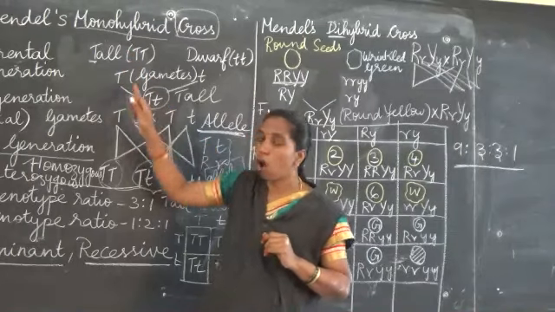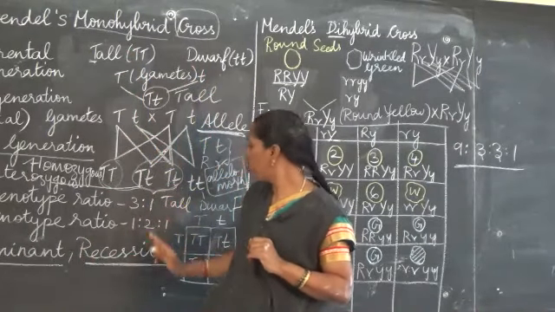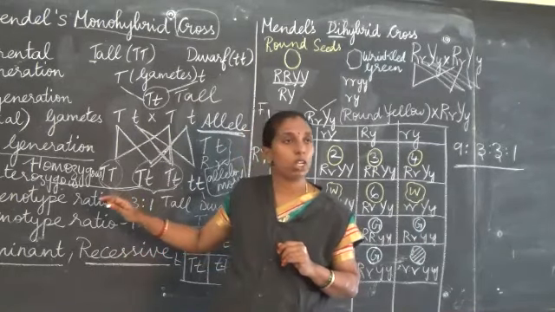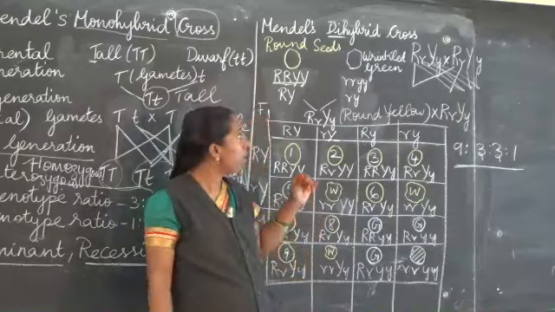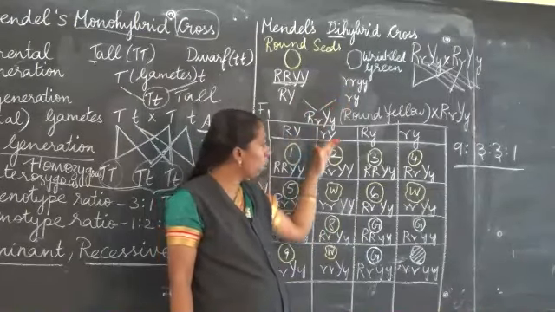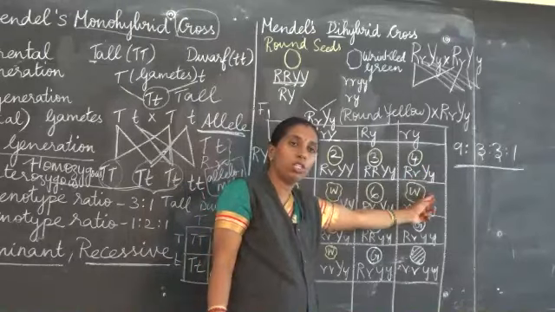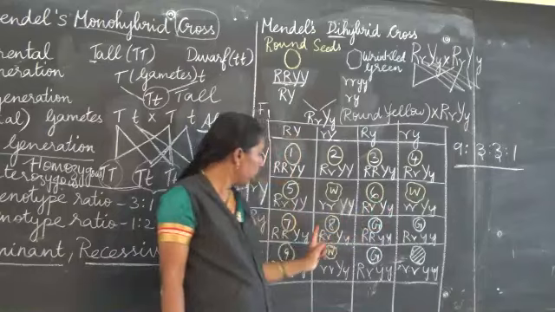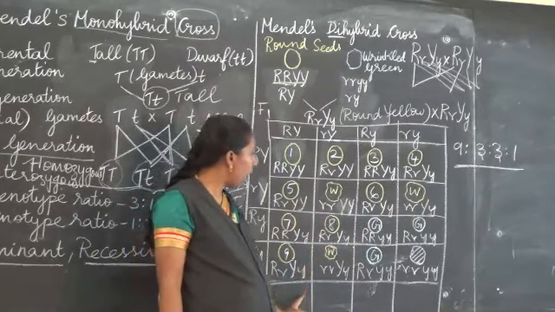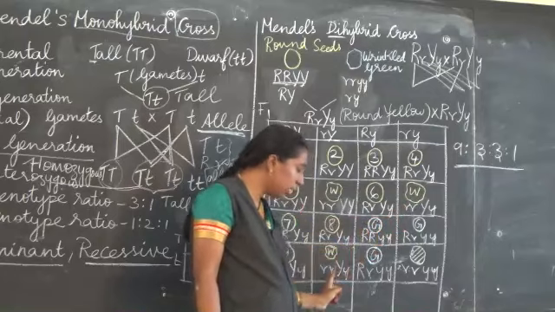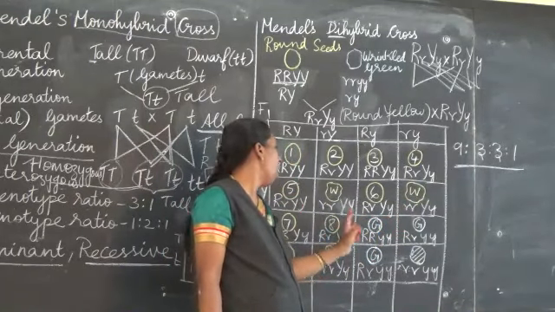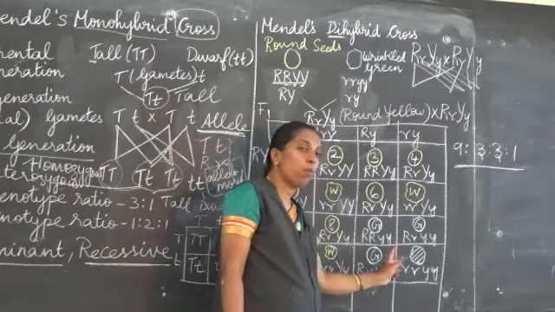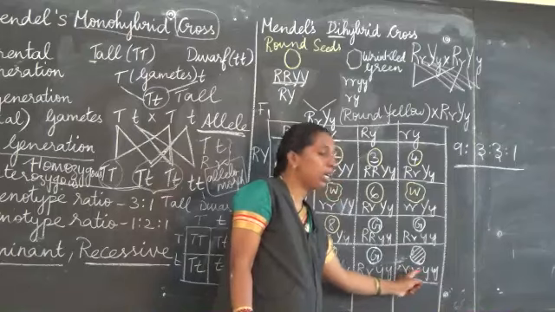The monohybrid cross genotypic ratio is 1:2:1, whereas the phenotypic ratio is 3:1, and whereas here in Mendel's dihybrid cross, the ratio is 9:3:3:1. Here 9 plants are with round yellow seeds, 3 plants with wrinkled yellow seeds, and 3 plants with round green seeds, and one plant with wrinkled green seeds.